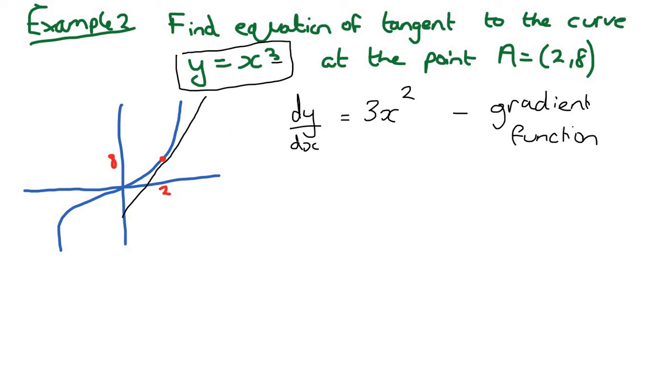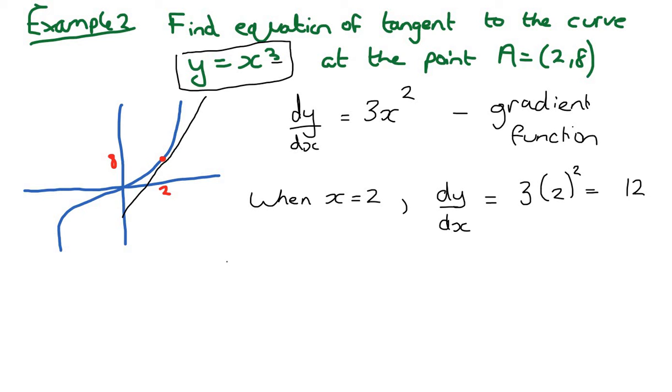So let's find the gradient at the point (2, 8). Well, when x equals 2, that's our gradient point. dy by dx, then, our gradient is going to be 3 times 2 squared. So this is just 12. Okay, so therefore, the gradient of the tangent at our point A is 12. So we found our gradient of the tangent. We don't need to do anything with the perpendicular lines because that's fine.